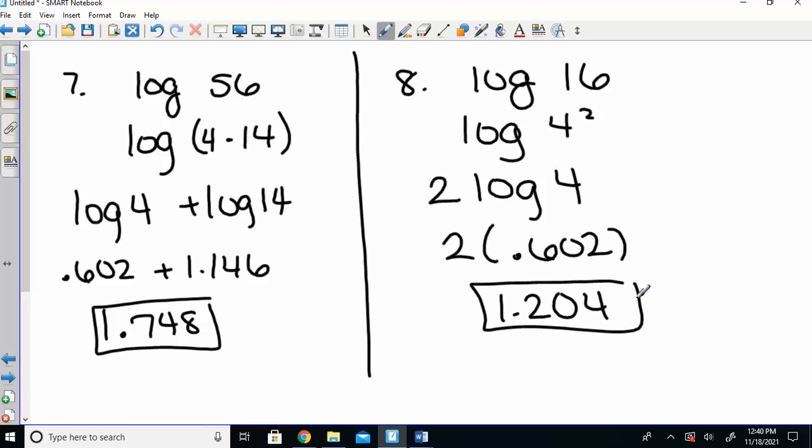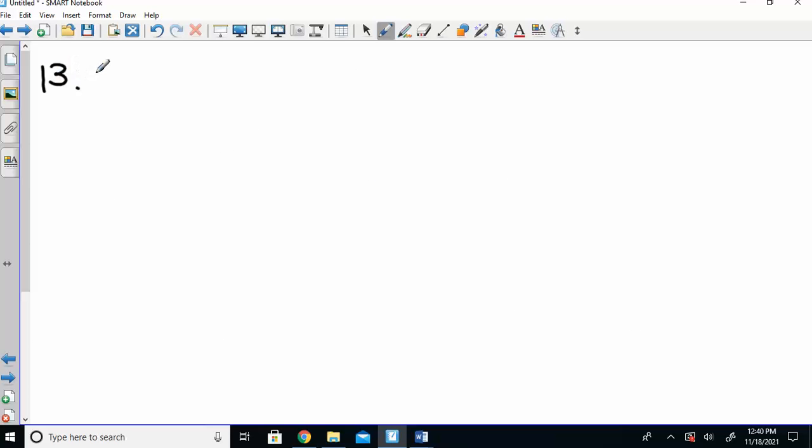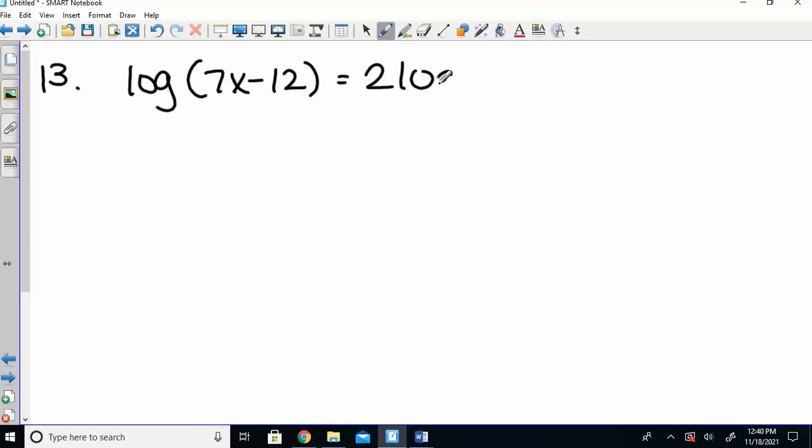All right, are we okay with those? All right, next question we asked about was number 13. And if we have time, we'll come back to some of these others. So number 13, was there one specific? We have log of 7x minus 12 equals 2 log x.